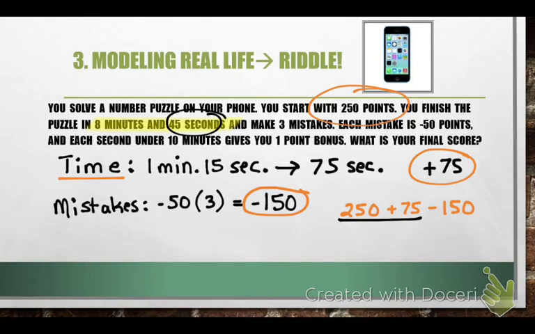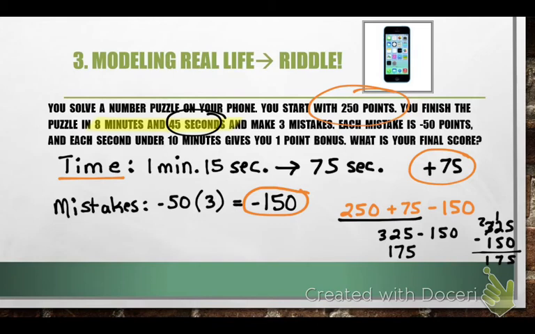What is 250 plus 75? 325. And then what should I do to this minus 150? Drop it down. We're just going to drop it down. Once again, you can go ahead, come off to the side over here and subtract it. Guys, what do you get as your final answer? 175. Now remember, whenever I have modeling real life, what do I need to do?